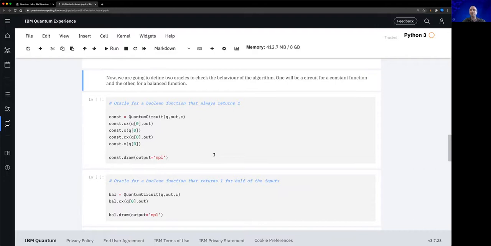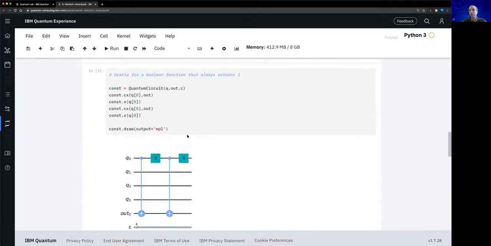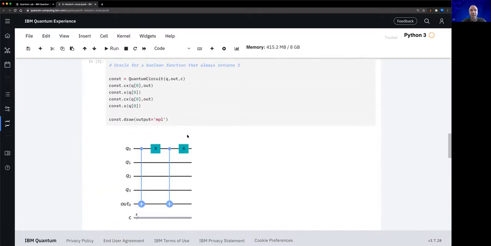Now, I have separated this circuit into different parts in order to be able to change the oracle that we have in the middle, because we want to test it with a constant function and with a balanced function. That's why I have defined these circuits in different parts, to be able then to combine them with different oracles. So here I'm going to define an oracle that is always 1. You can do this in several different ways, and you can try your favorite one.